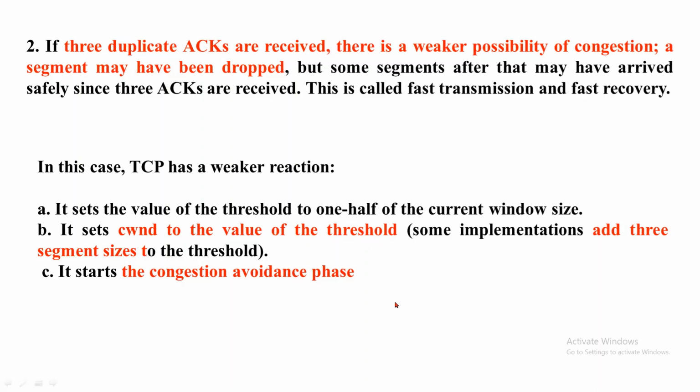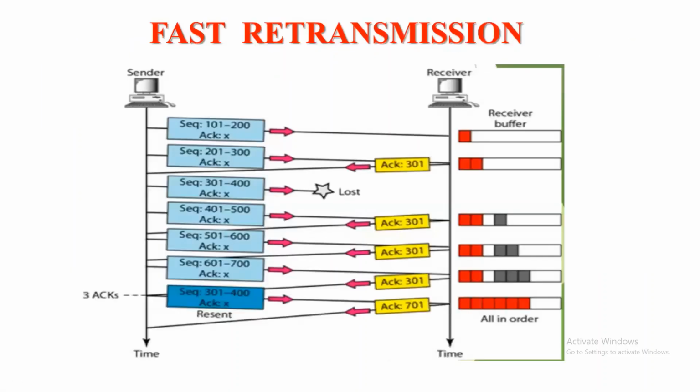So I told you that it's going to wait for a retransmission. If 3 duplicate acknowledgements are received, TCP is going to retransmit the lost segment or the missing segment. So that is called fast retransmission. Here you can understand why it's going to wait for 3 duplicate acknowledgements.